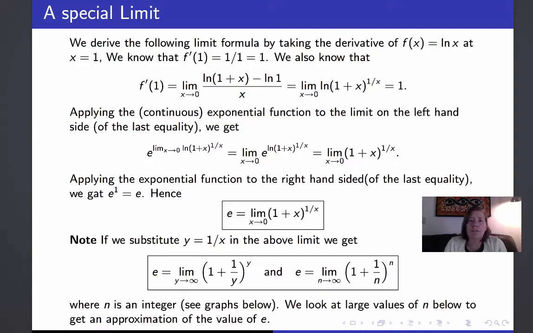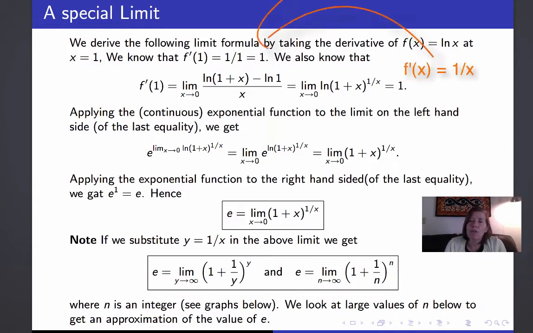Here we look at a very special limit, the limit as x goes to 0 of (1 plus x) to the 1 over x. We're going to derive this limit formula by taking the derivative of f of x equals the natural log of x at x equals 1. So we can actually calculate this limit.